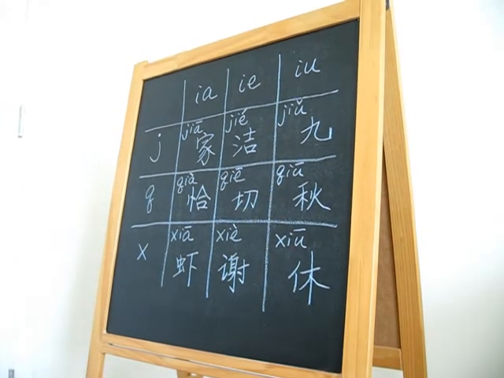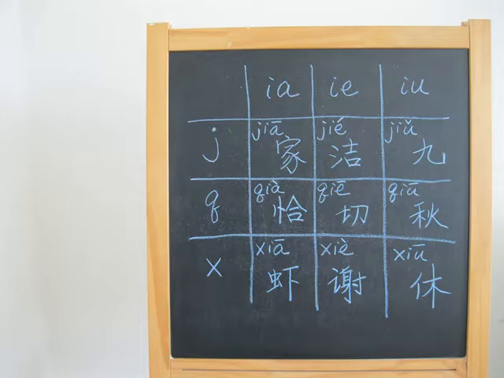So that's all the characters and consonant and vowel combinations for today. So you don't have to worry about the characters. We will start another series from the very basics, teaching you all the strokes. For this series of lessons, we're just going through all the consonants and vowels, the sound system of Chinese.